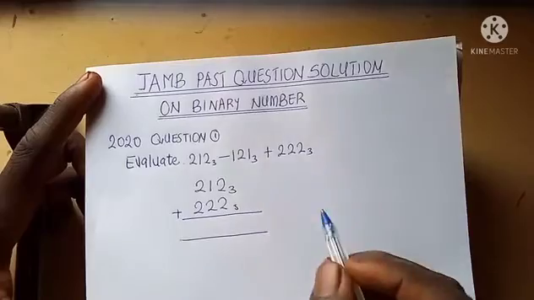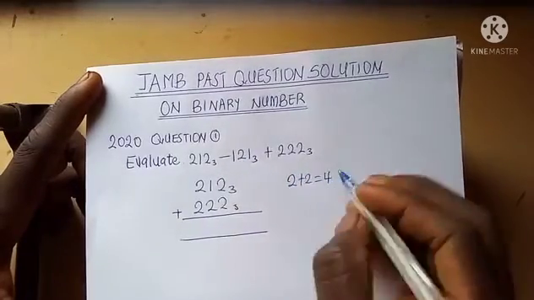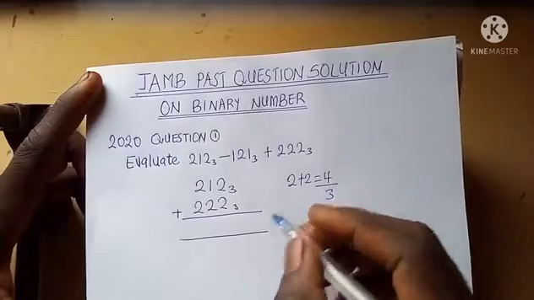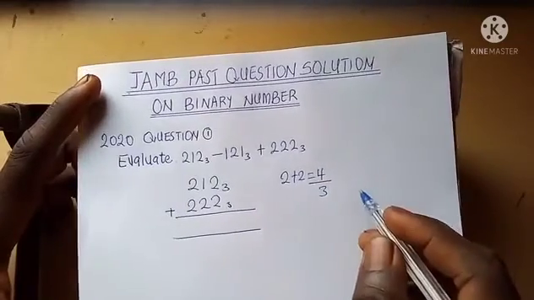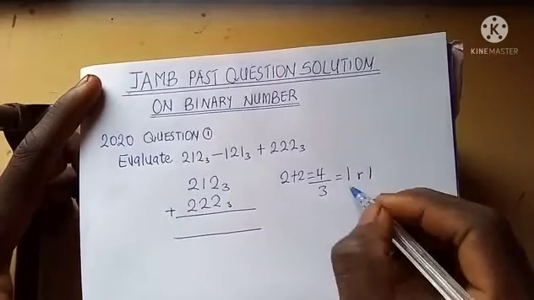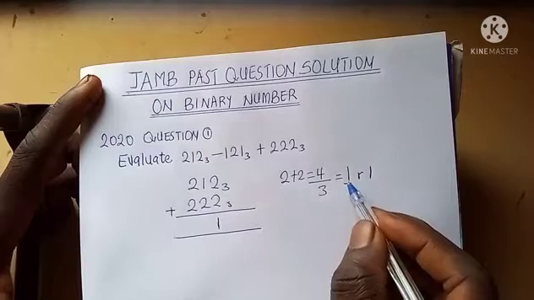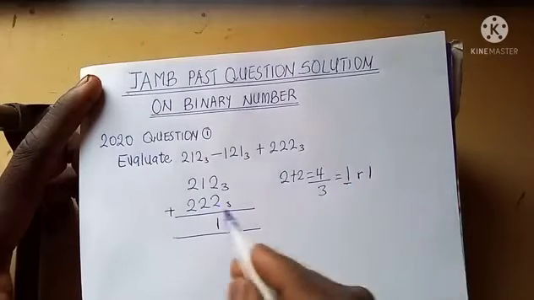I've done the addition of these numbers before. We have 2 plus 2 is equal to 4. 4 divided by 3, you know, we are dealing with base 3. Now 4 divided by 3 is equal to 1, remainder 1. You are going to write your remainder, and you keep the 1.